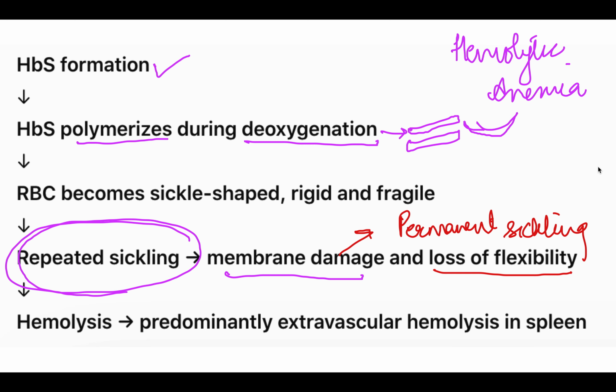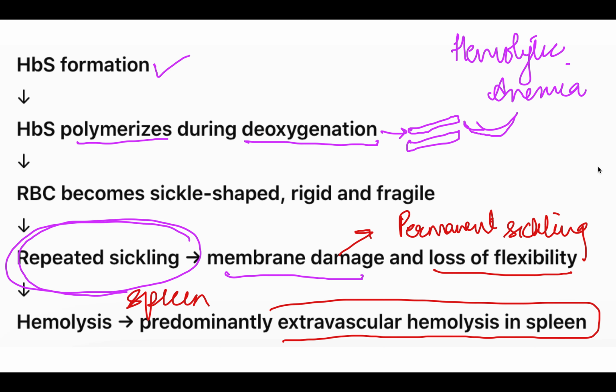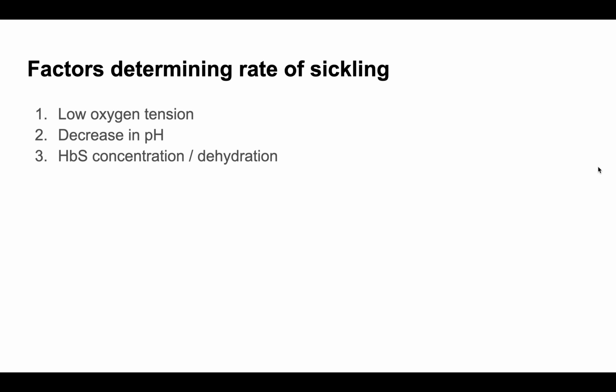Now when this permanently sickled cell enters the spleen, the spleen recognizes it as an abnormal cell and leads to extravascular hemolysis in the spleen. So what type of hemolysis is there? It is outside the vessels and it takes place in the RE system, that is the spleen. So this is an extravascular type of hemolysis in the spleen. So these are the two consequences. You have vasoocclusion, and second is your hemolytic anemia. According to that, the clinical features will be there in the patient.